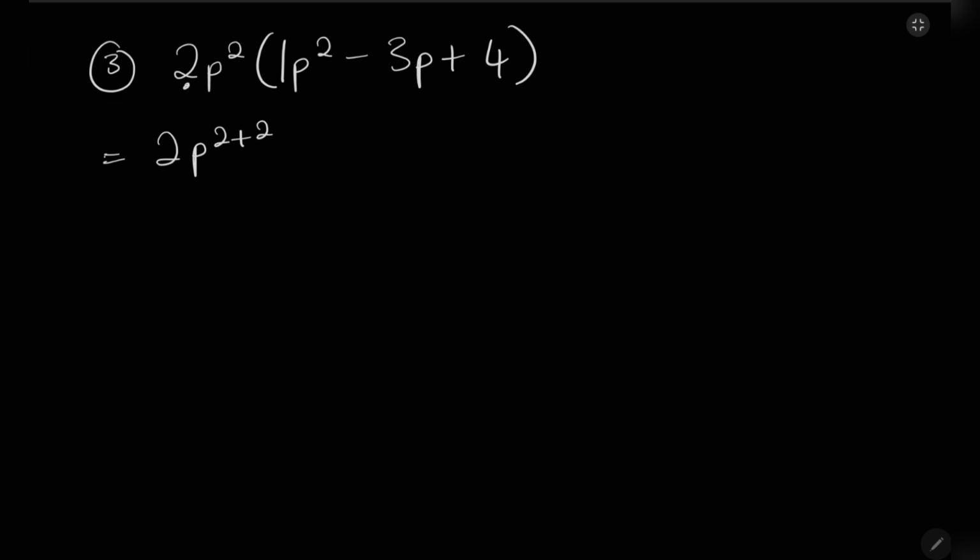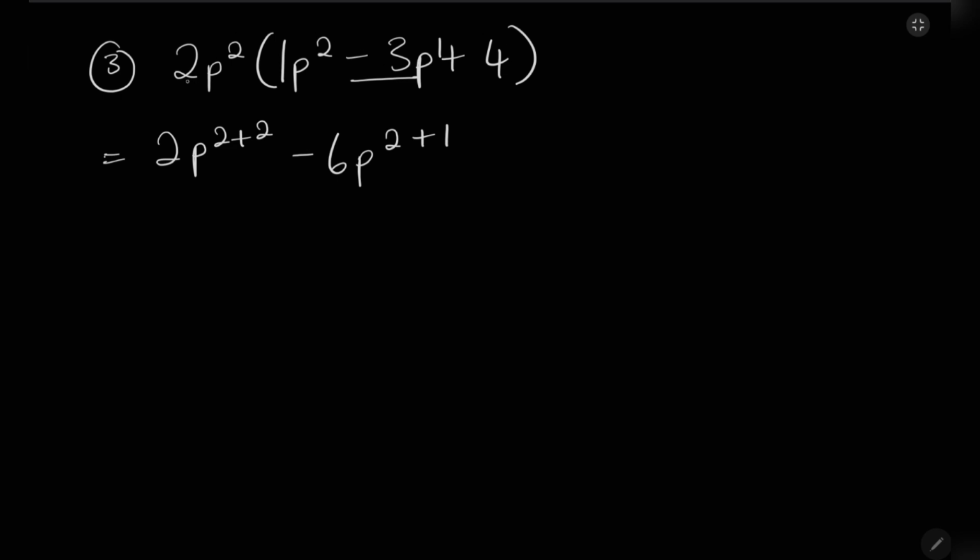Let's move to this and that. We have 2 times negative 3. That should give you a negative 6. Then p squared times p. This should be p to the power 2 plus 1. You know there's an invisible 1 there.